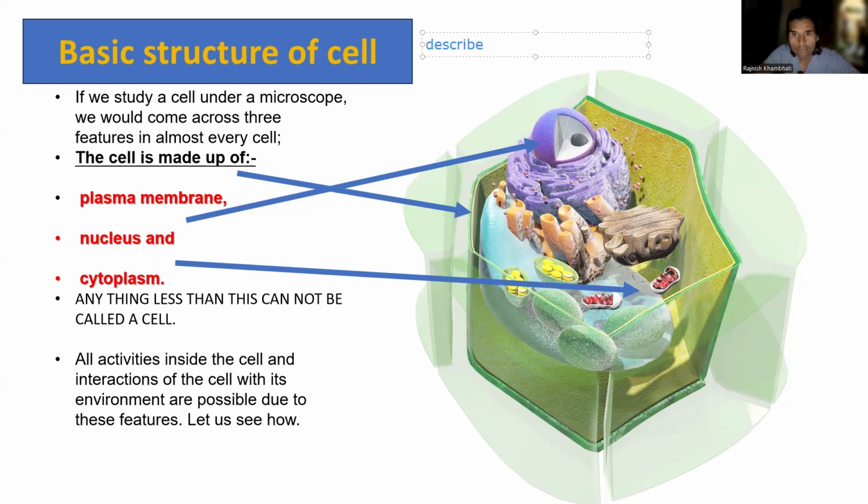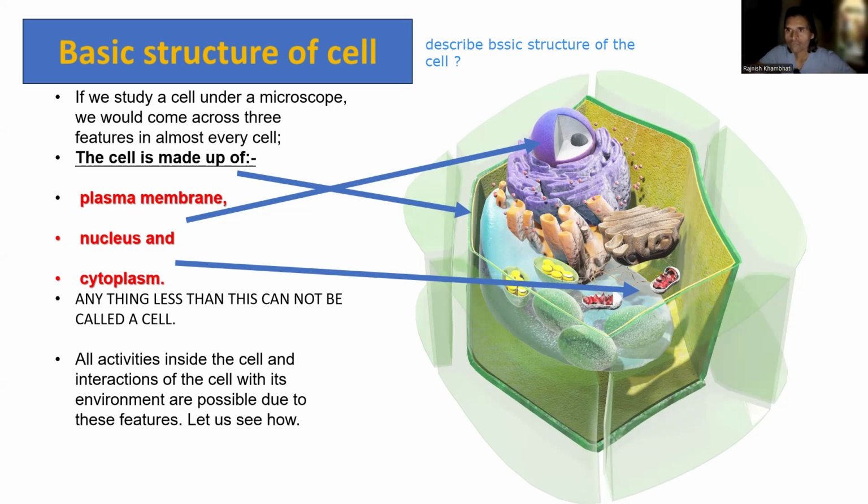Describe the basic structure of the cell. This is the question, for example. Clear? This is the question. So how to write this question?